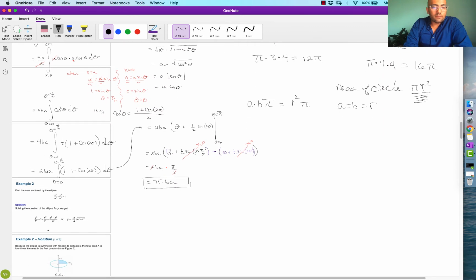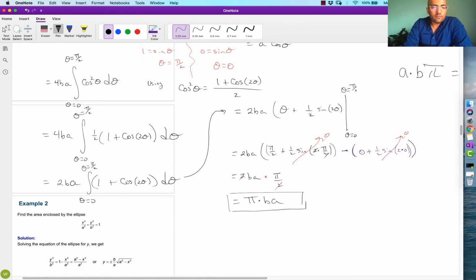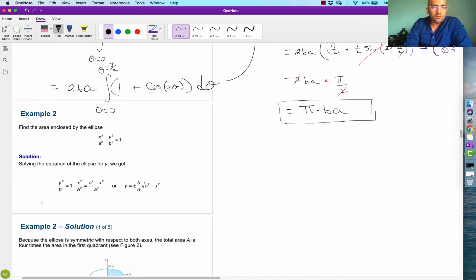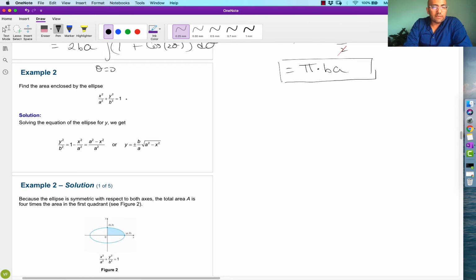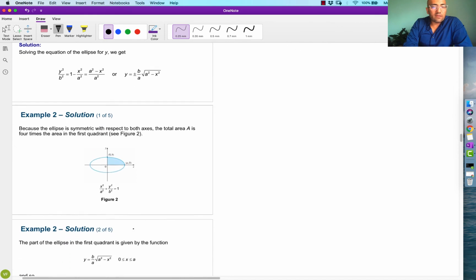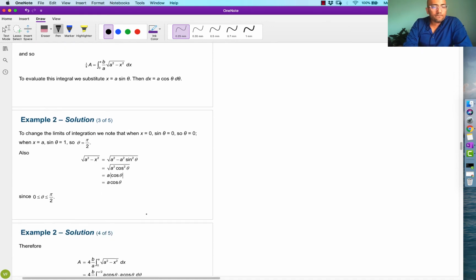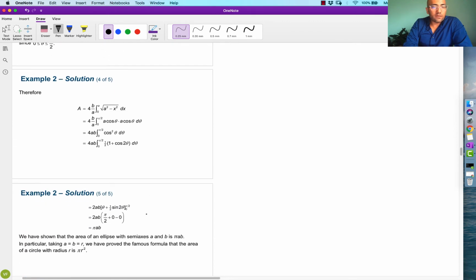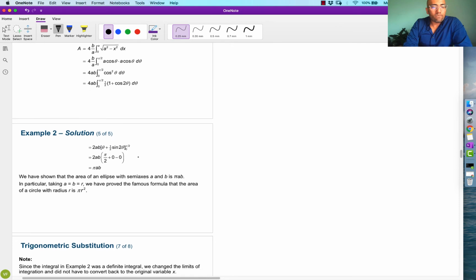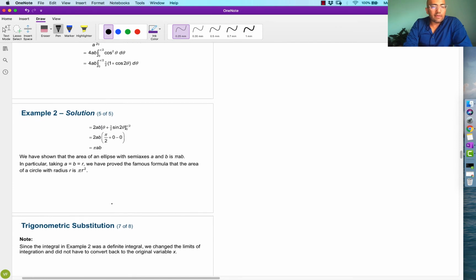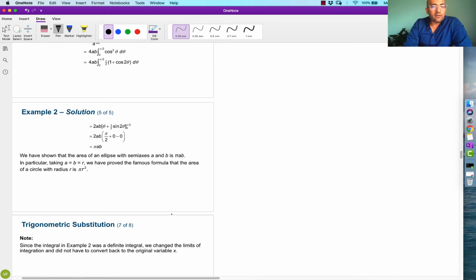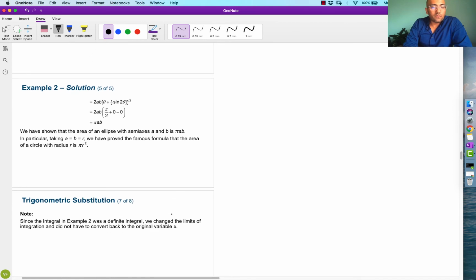Okay, let's see what the author did there. It looks like the author did the same thing, worked with that formula, solved for y, and got a plus or minus. The top half of the ellipse will be the positive end. Good. So that quadrant is 1/4 of the whole area. Same thing, using the same approach: pi a b, and then for a circle, we end up confirming that pi r squared is the same thing. Cool.